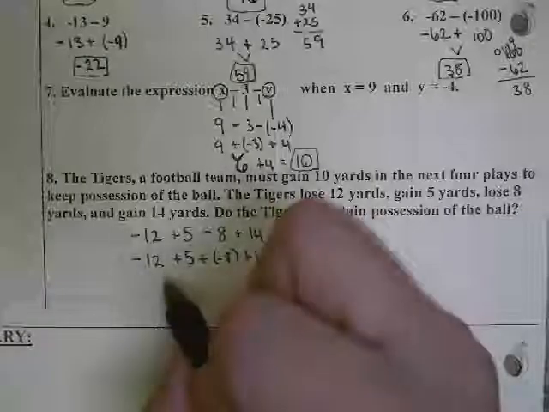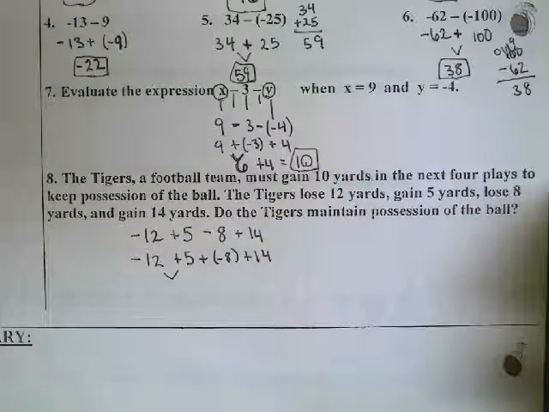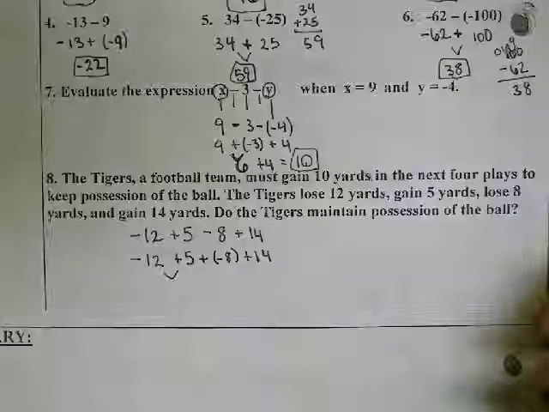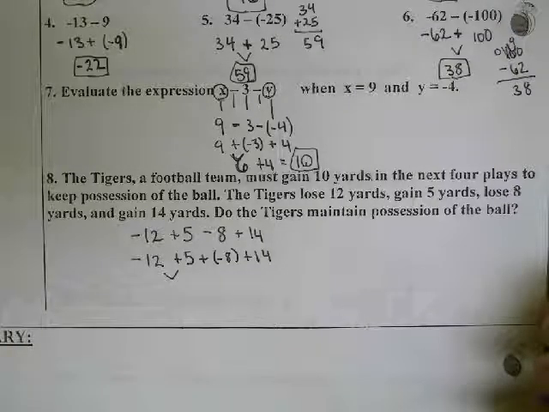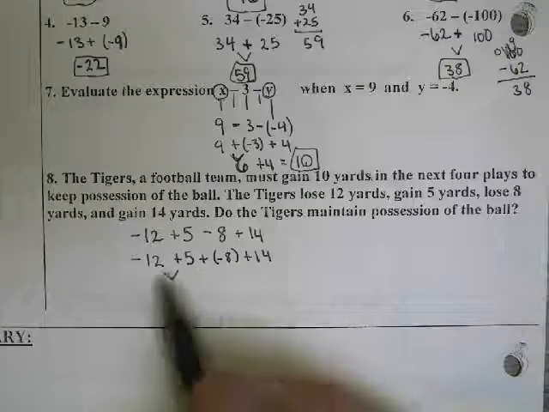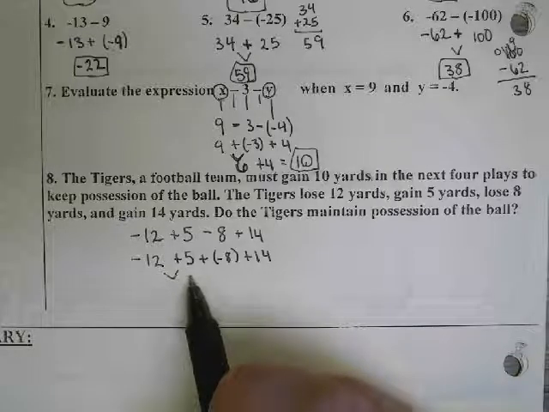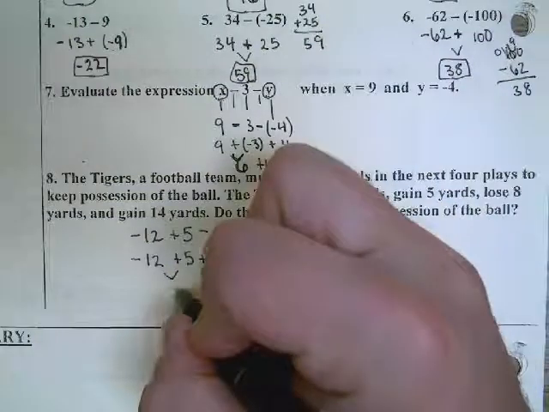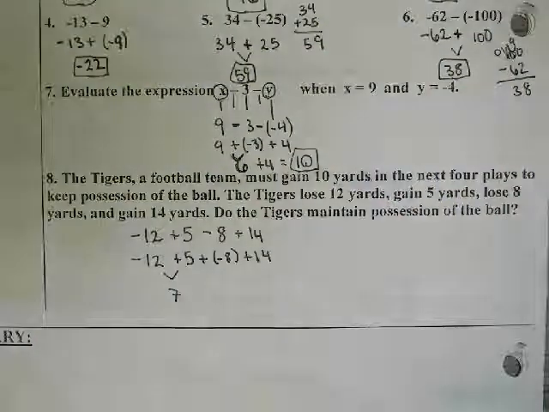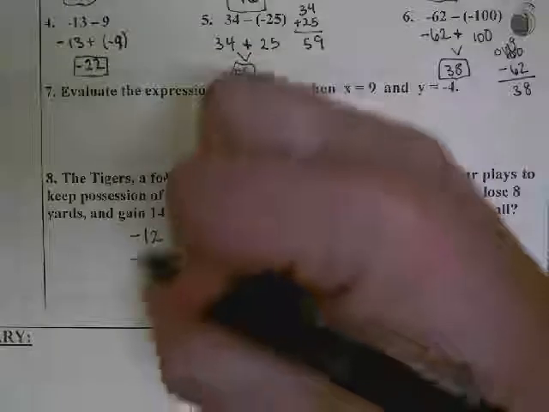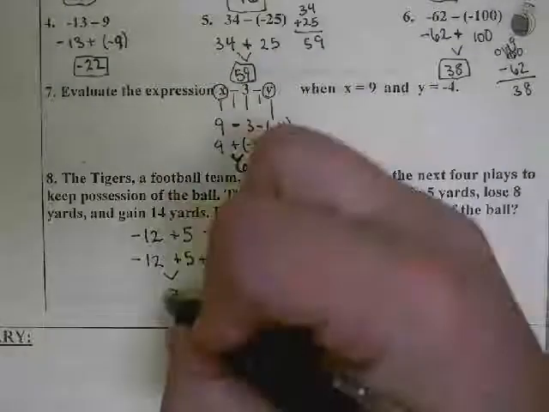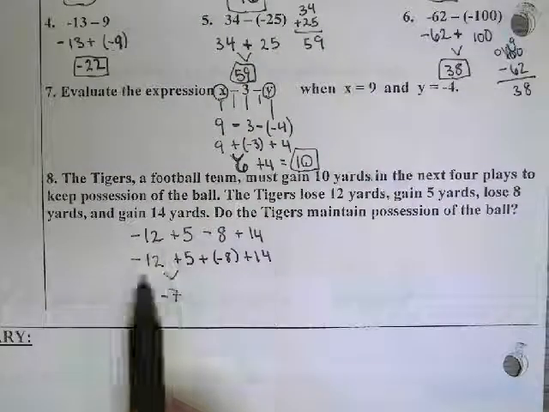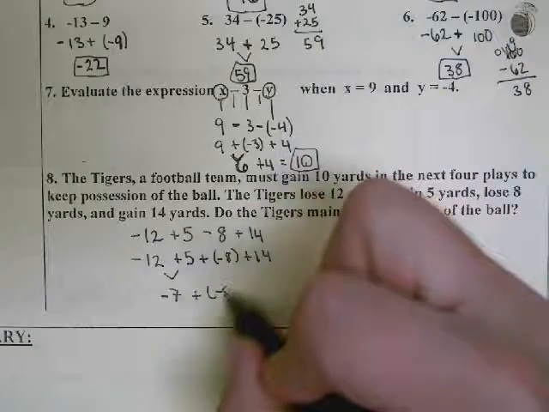So I have negative 12 and 5. Are my signs the same or different? They're different. So do we add or subtract? We'll subtract. And we get 7, positive or negative? Keep the sign from the 12, so that'll be a negative. Keeping the sign from the 12. Then we'll bring everything else down.